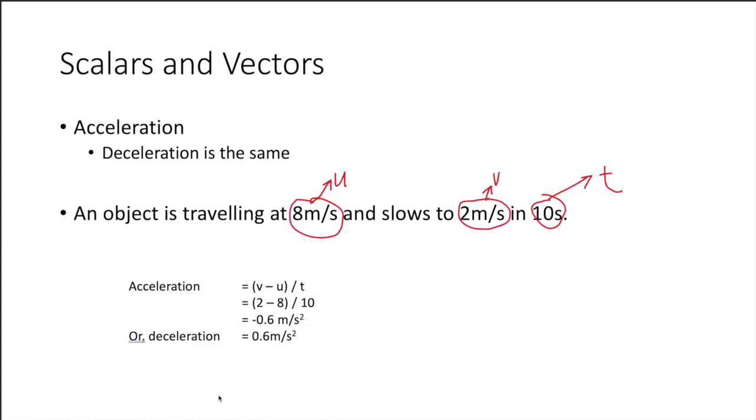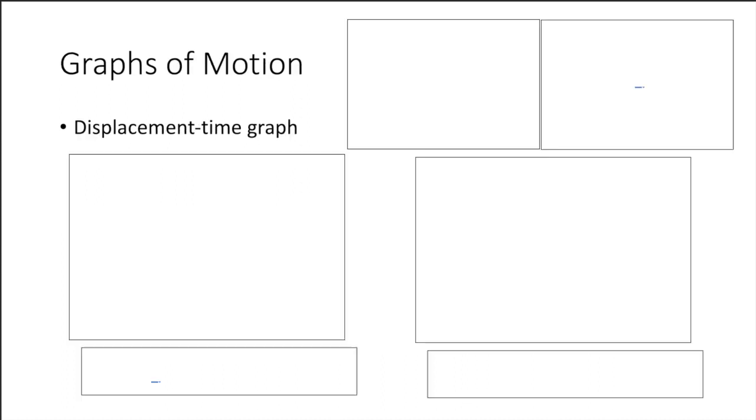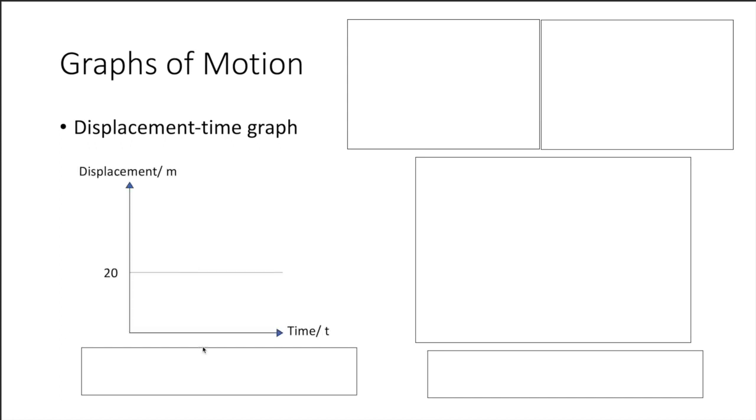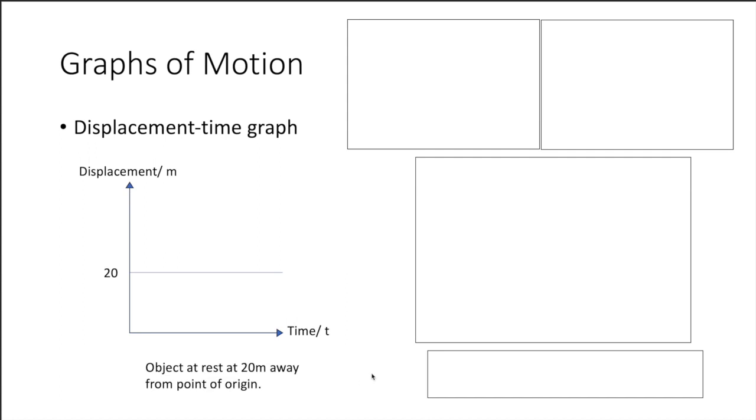In this chapter, one of the common skill sets is to draw the graphs of motion. First we explore the easier one, which is the displacement-time graph. If something is at rest, it is supposed to be a straight line. It depends on where in position you want it to be.